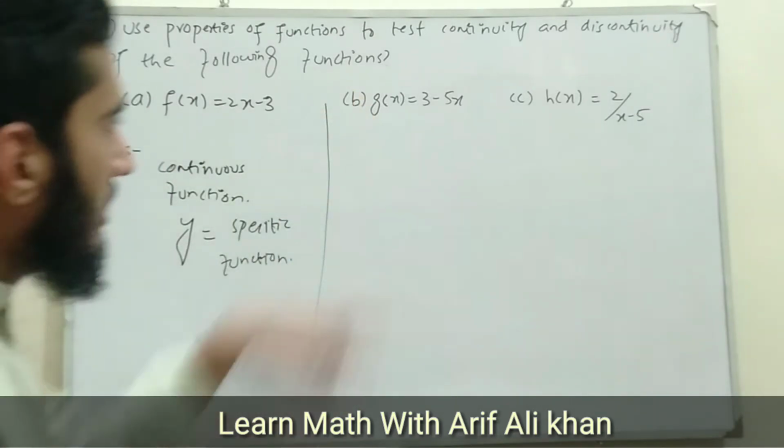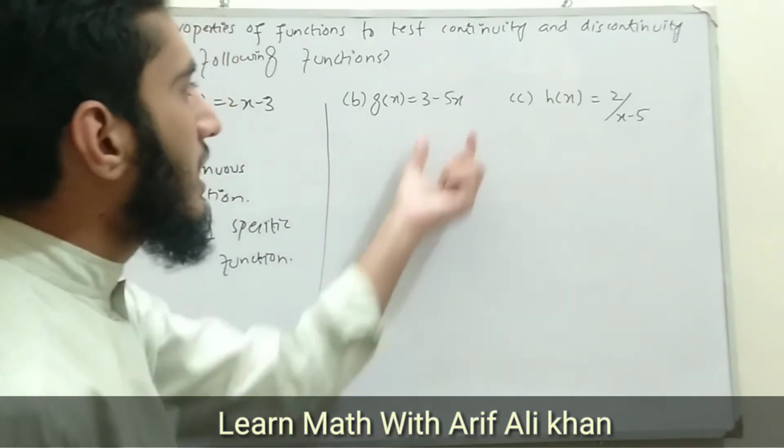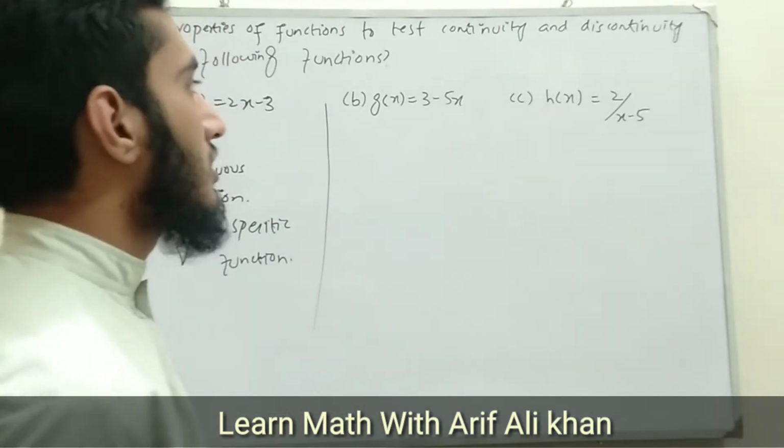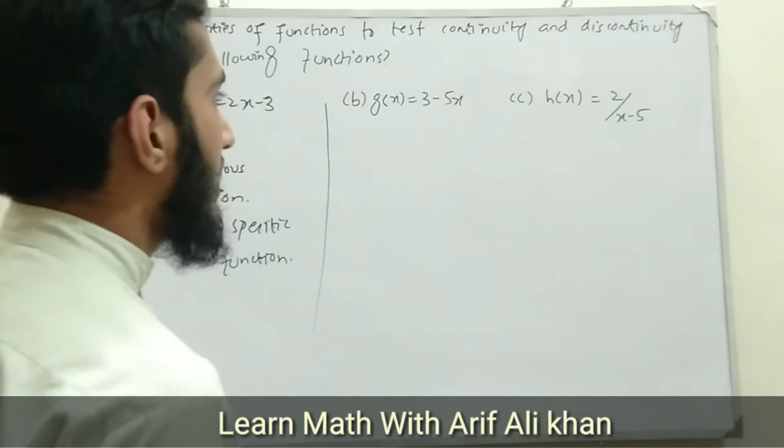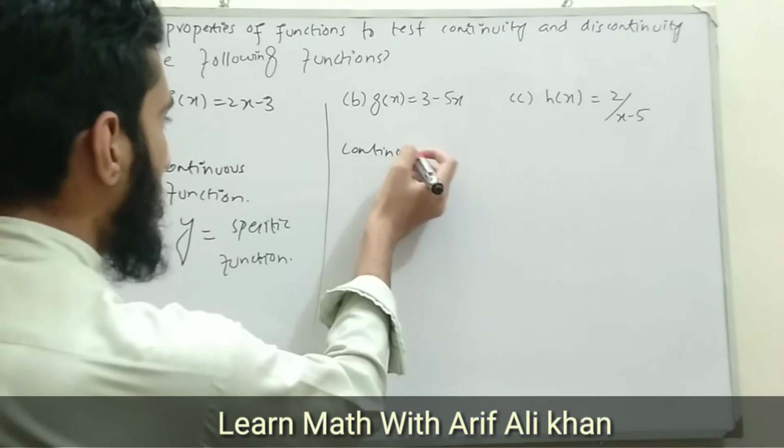Let's move toward part B. Here this is also a continuous function, because if we put each and every real value into this function, it will give us a specific positive or negative real number. So that's why part B is also a continuous function.